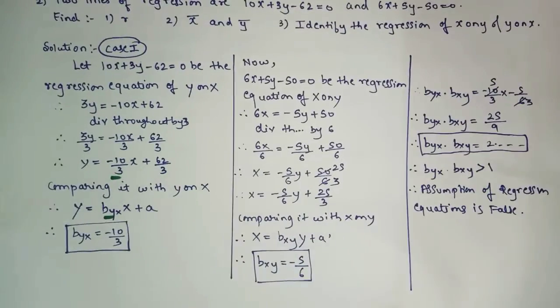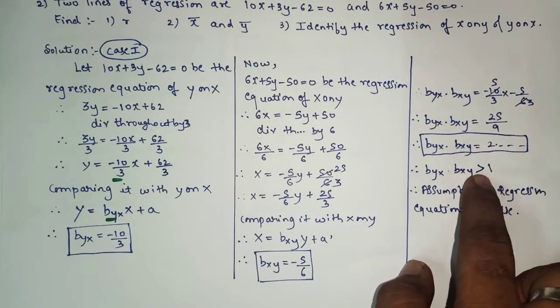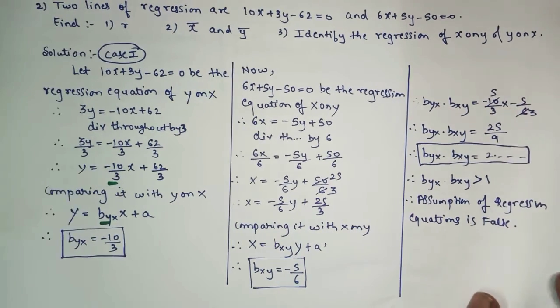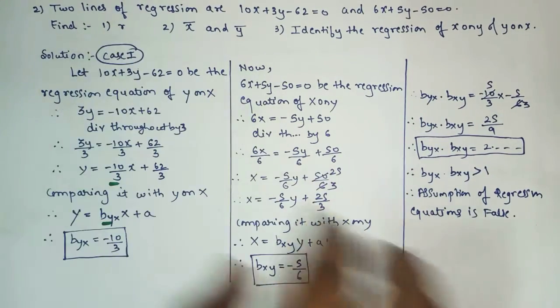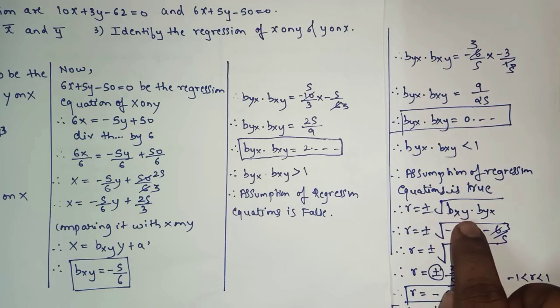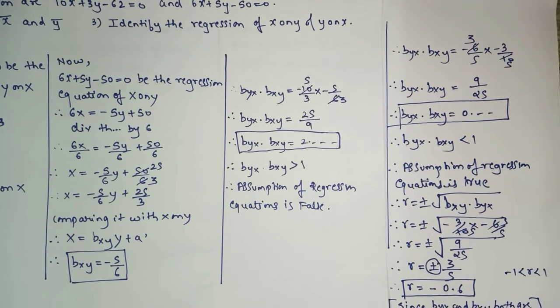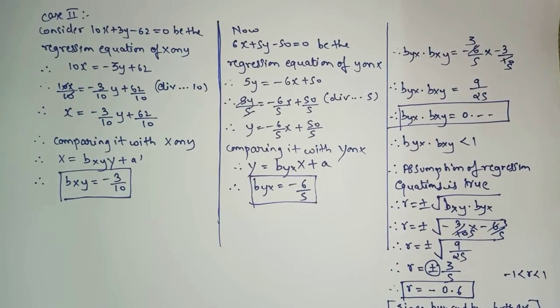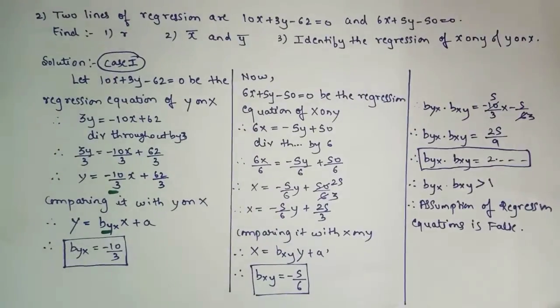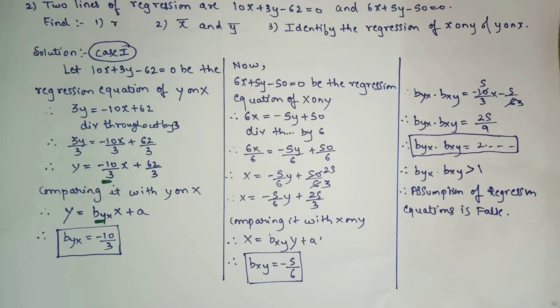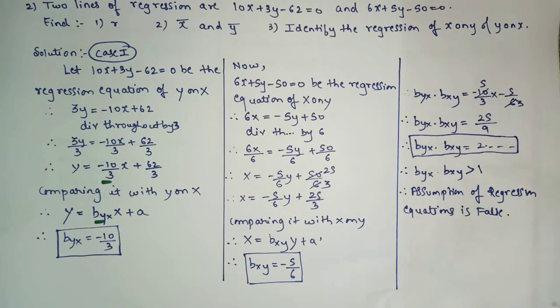If in case 1 only you are getting the answer less than 1, our assumption is right, then you will move on to find the value of r. As we know the formula is r equals plus minus square root of bxy byx. Substitute the values, you will get the answer. So in this way you will find your answer whenever you have to find the value of r when the assumption is wrong.